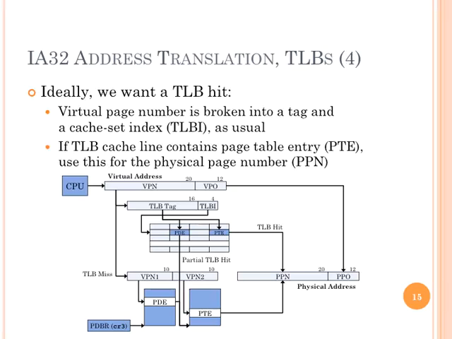Okay, TLB hit: the virtual page number is broken into the tag and cache set index. So we look in our translation look-aside buffer, we find it, and we can just pull out the page table entry. Okay, we're done. That's the easy one. And that's going to be really fast.